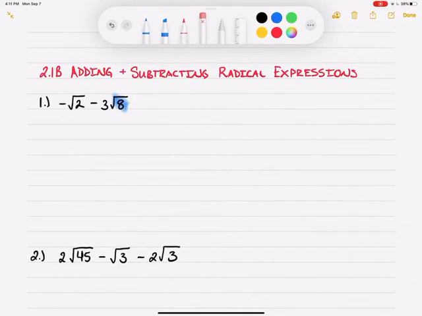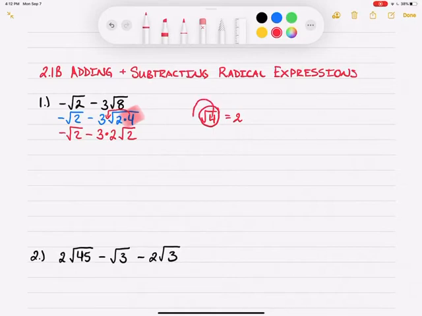I have negative square root of 2 minus 3 times the square root of 2 times 4. And I already said that the square root of 4 is 2, right? This is going to become 2, and when it does become 2, I need to take it out of the radical and put it out front. So this is going to become negative square root of 2 minus 3 times the square root of 4, which is 2, times the square root of 2. The square root of 4 becomes 2, so I had to take the 4 out of the radical and put it out in front. That's where you get the 2, okay?